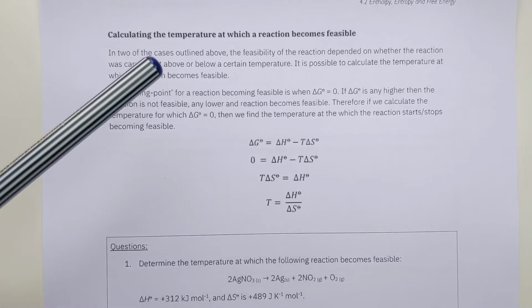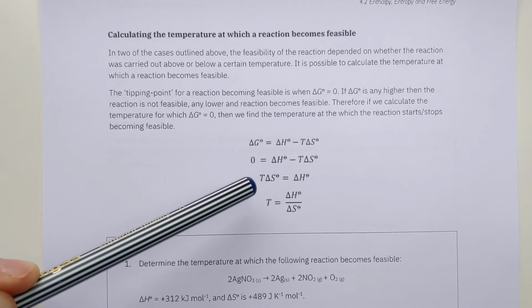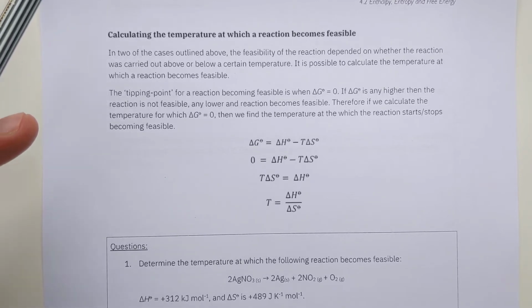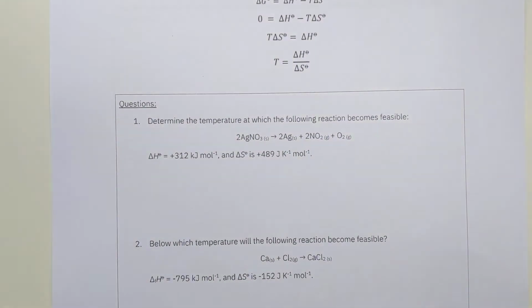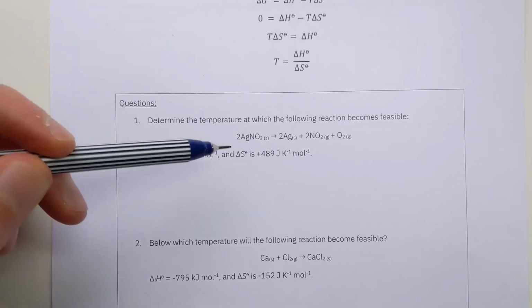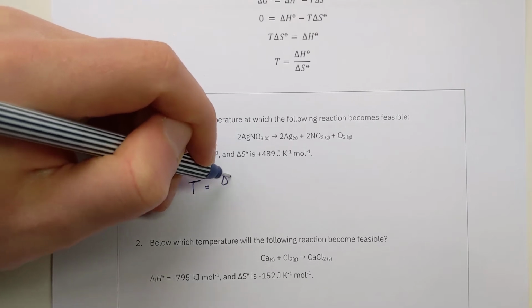So in other words, for a reaction, if we divide delta H by delta S, we will find the temperature at which it starts or stops becoming feasible, the tipping point between those two scenarios. So let's just have a go at that. First question: determine the temperature at which the following reaction becomes feasible. We're given a delta H and a delta S, so I'm just going to use T equals delta H over delta S.